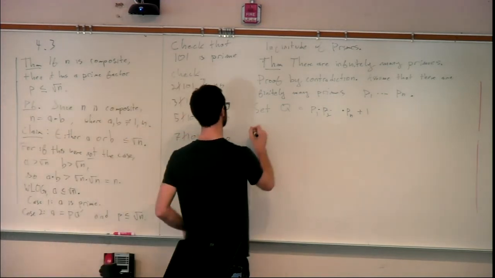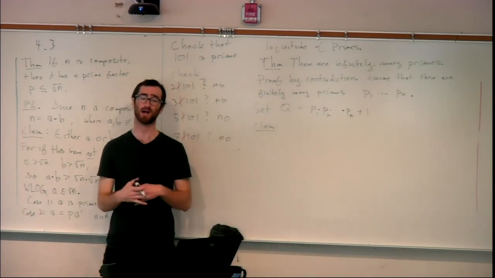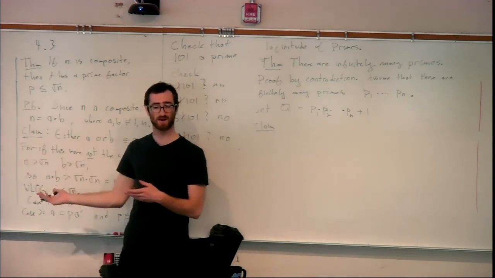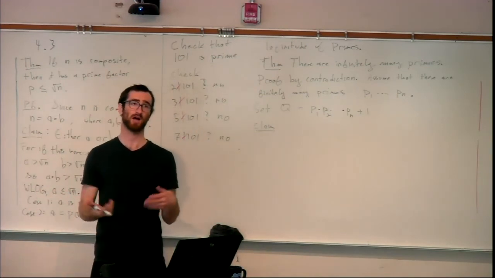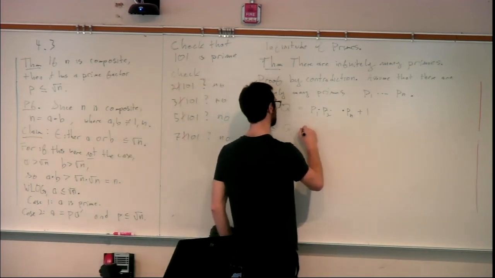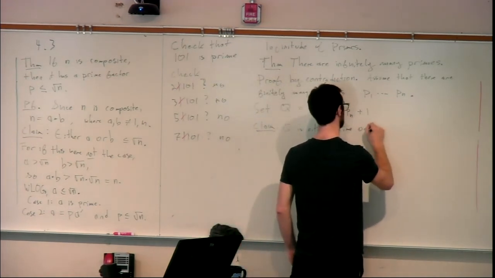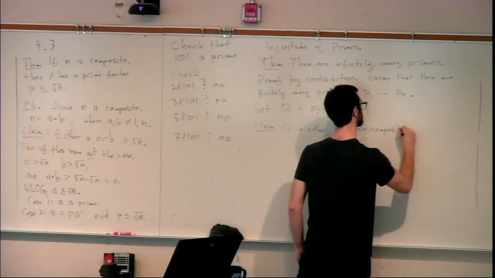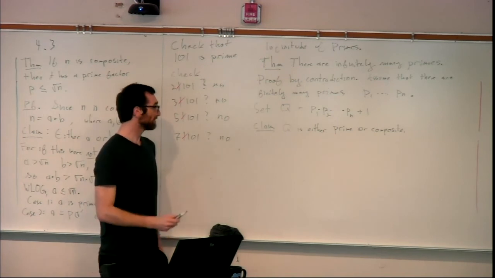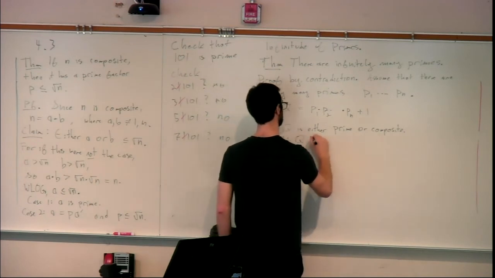So claim: Q is either prime or composite. This is true, right? We started off by defining what prime numbers were, and we said that all integers which are not prime are composites. So the claim is that Q is either prime or composite. Okay, let's break this into cases. Case 1, Q is prime.